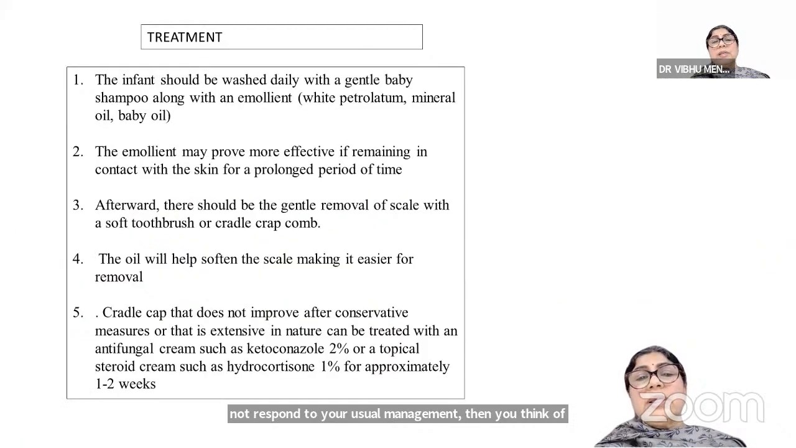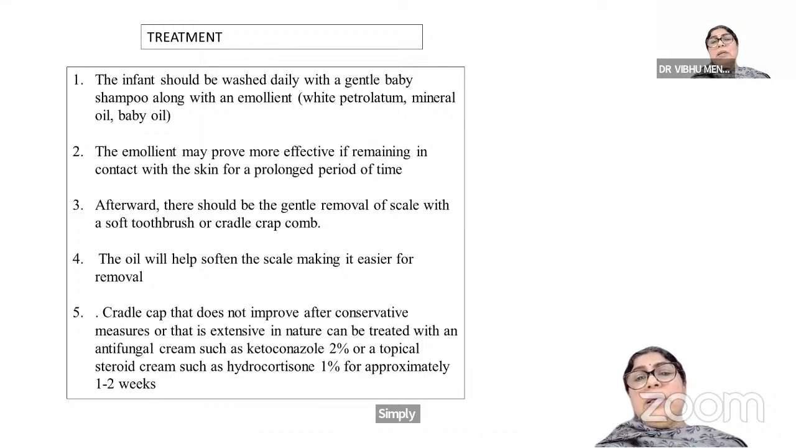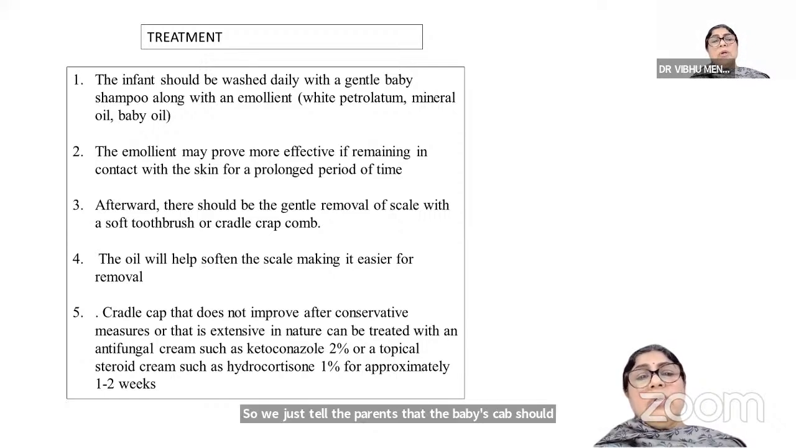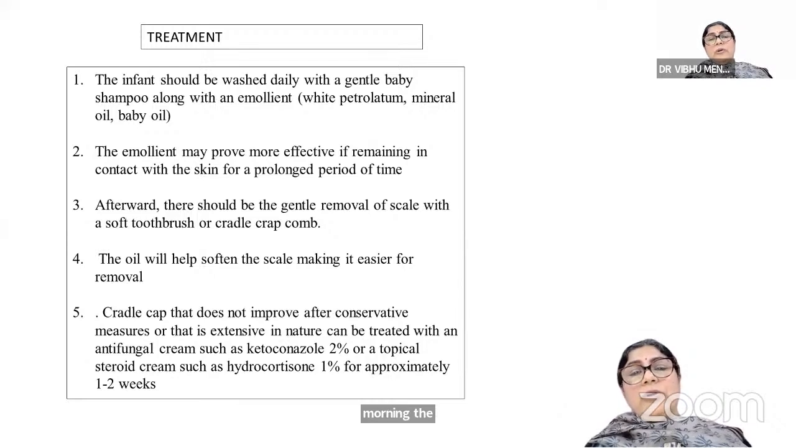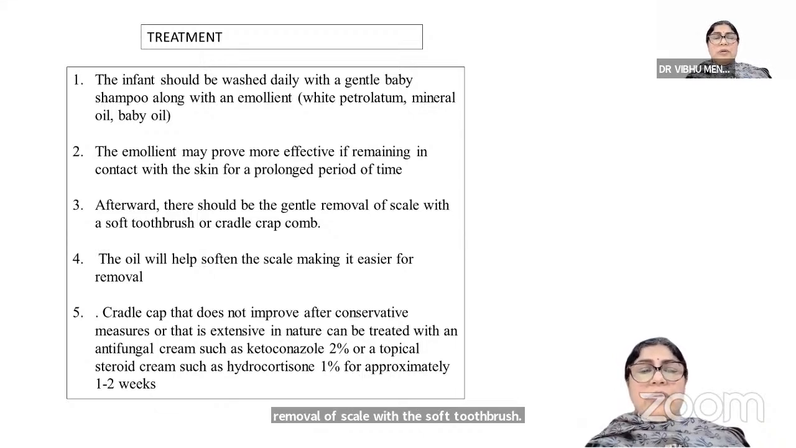And how are we going to treat this cradle cap? We know that it is not infected. It is just a buildup of the sebaceous secretions and the dead keratinocytes. So we just tell the parents that the baby's scalp should be washed daily with a gentle baby shampoo. And at night, we give them some thick lubricating material. It could be an oil, coconut oil, olive oil, or white petrolatum, applied by the mother over the scalp at night so that the scales become softened and loose. The next morning, the scalp can be washed off, followed by gentle removal of scale with a soft toothbrush. Oil application helps in softening.